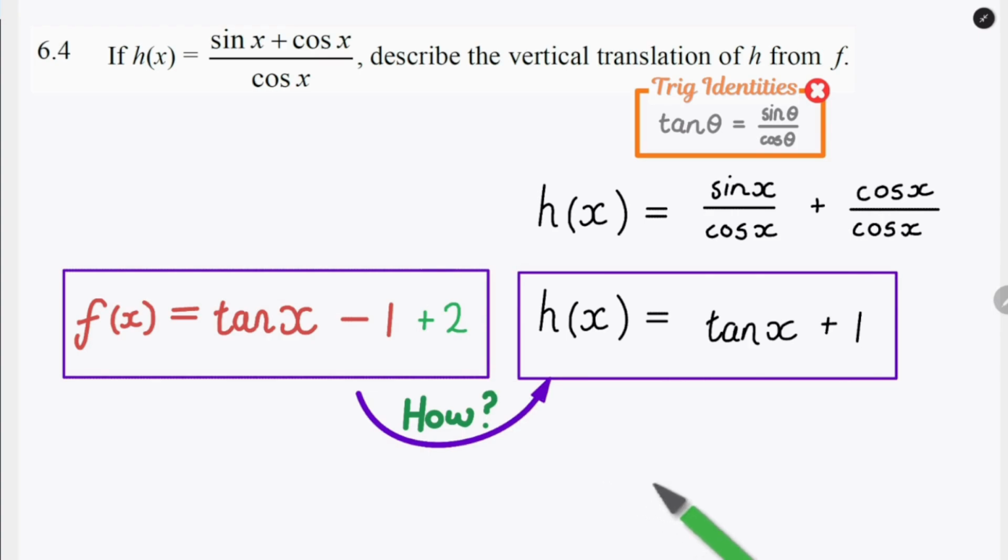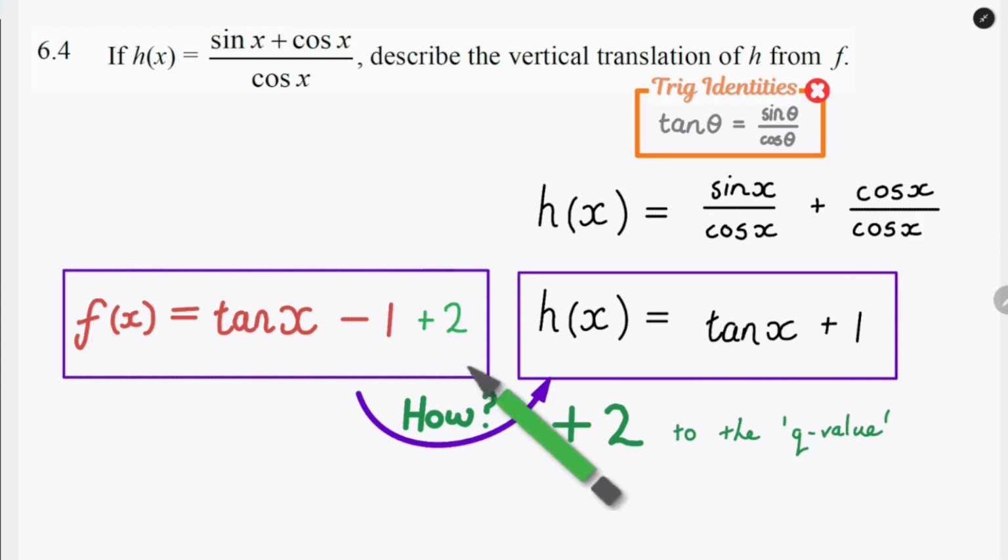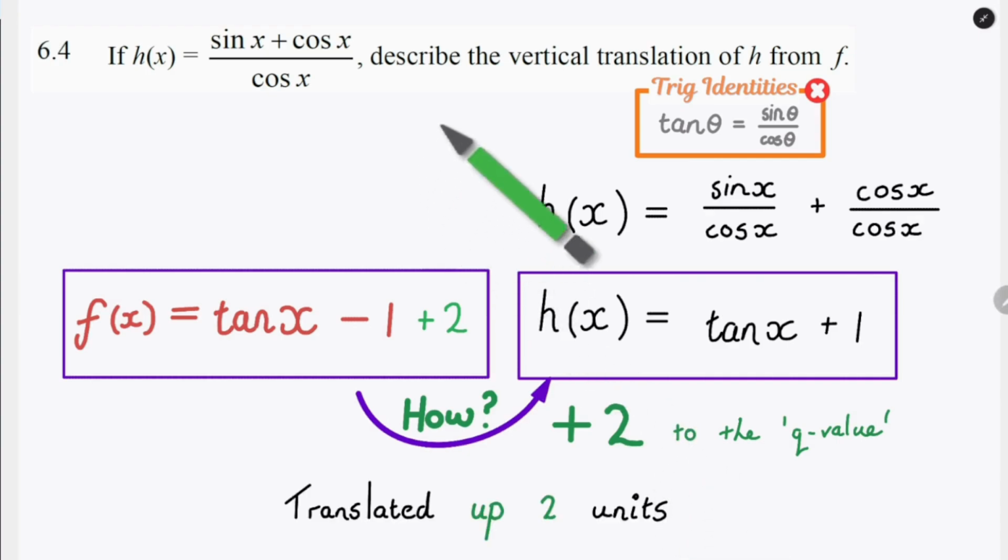Now I've got to pay special attention where I added the 2. I added the 2 to the q value, which is on the outside here, which means it's a translation that went up or down. I know it went up because I added 2. So this plus tells me it went up, and this tells me how much it went up. It went up 2 units. So if I have to describe the vertical translation, it was translated up 2 units.